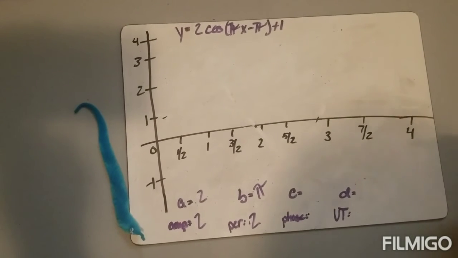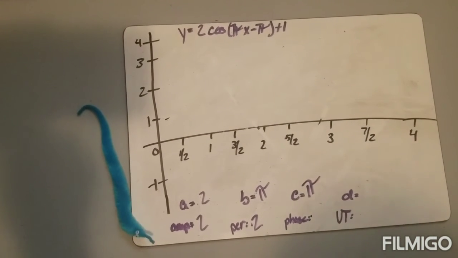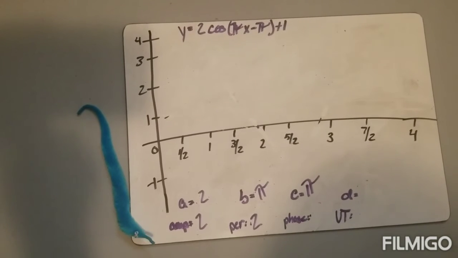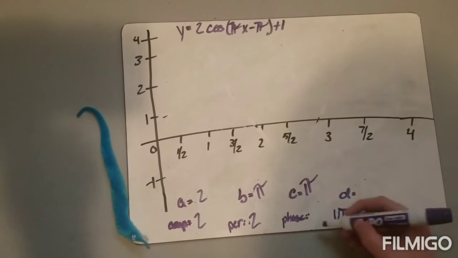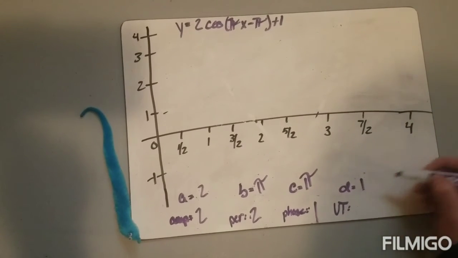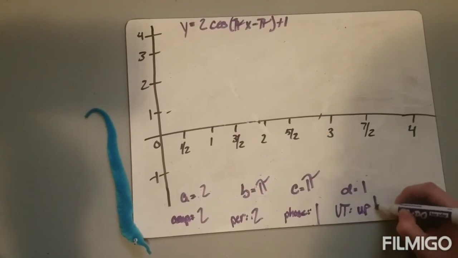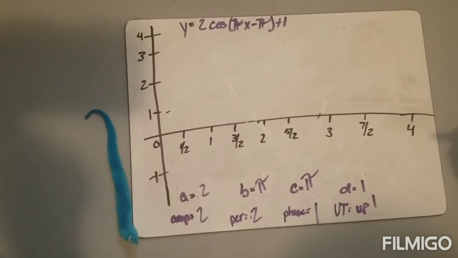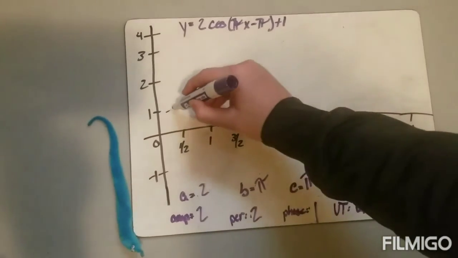Our C value is also pi. To find your phase shift, you take C over B. So that means you would take pi over pi, and you would end up with 1. Our D value is 1, which means you will have a vertical translation of up 1. From our vertical translation, we can see that our midline is going to be at 1.